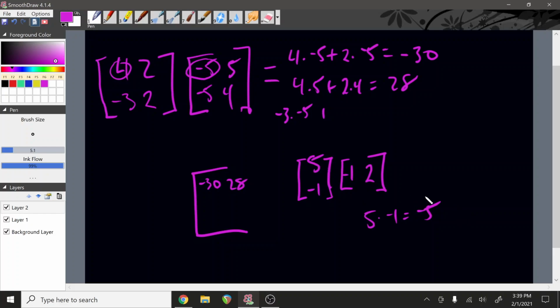So our answer is going to be, 5 times 2 is going to be 10. And then we have this row times this column, which is going to be +1. And then this row times this column, which is going to be a -2, I believe. And hopefully that's correct.